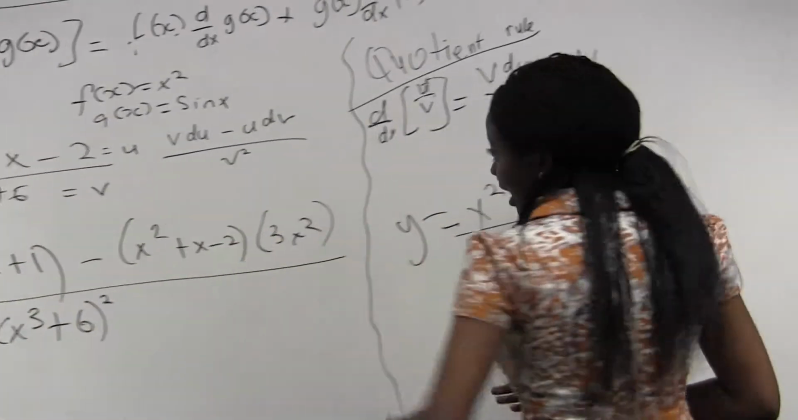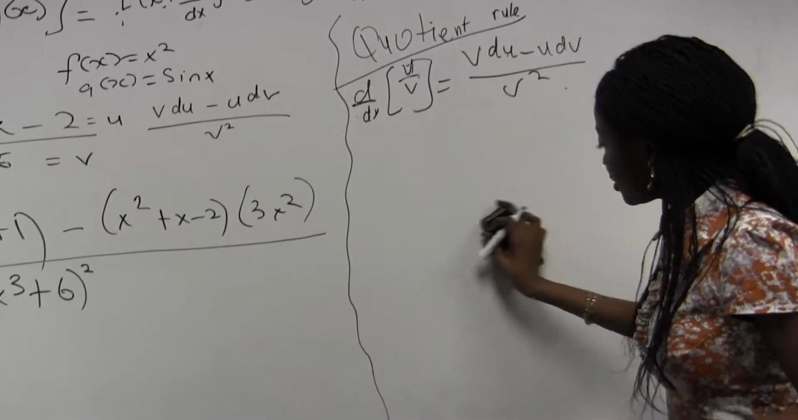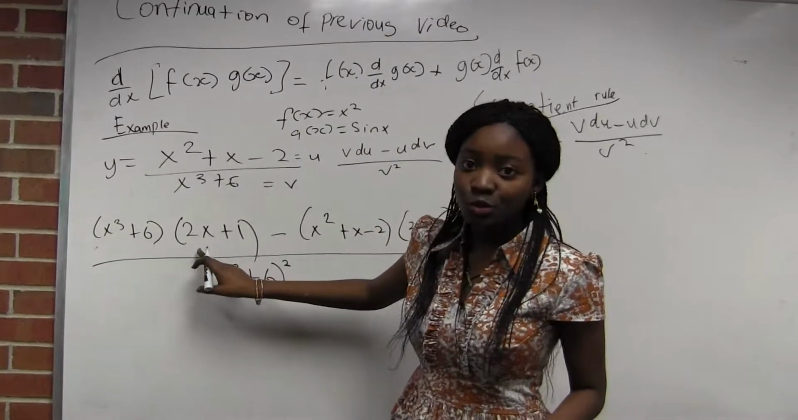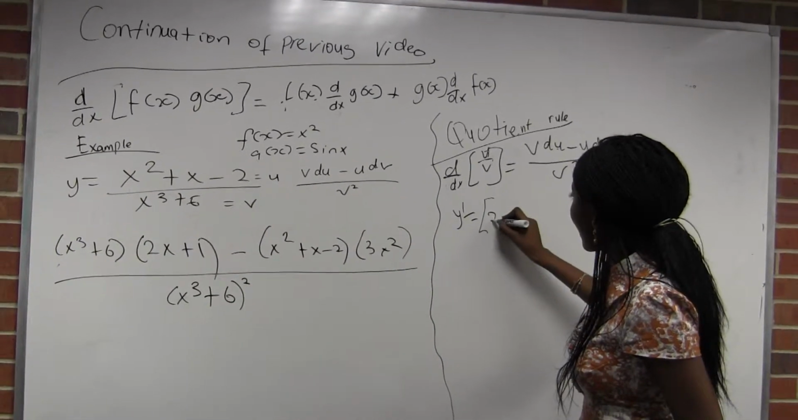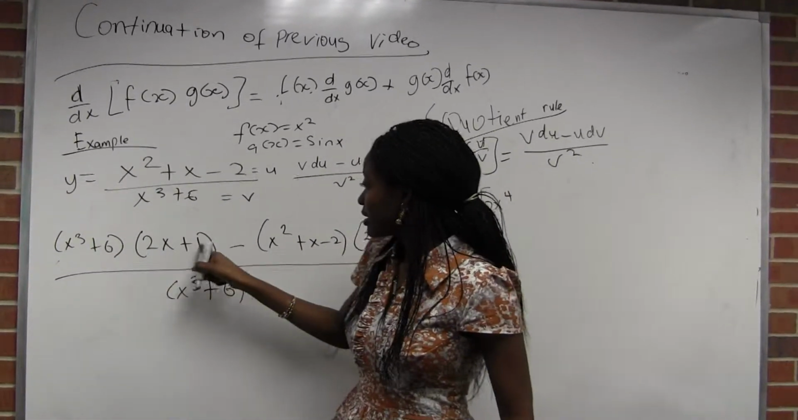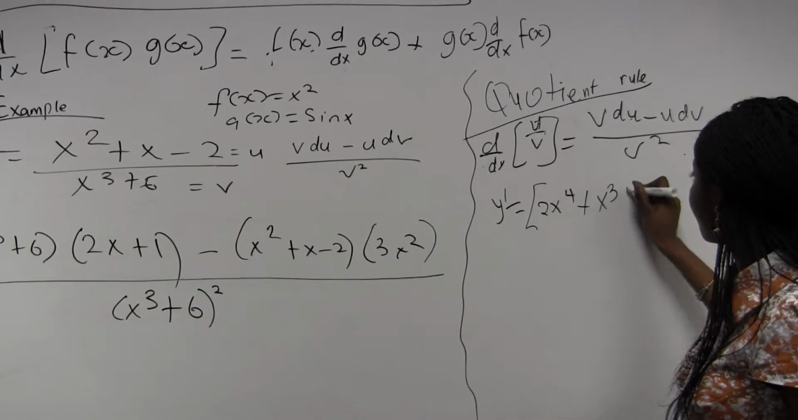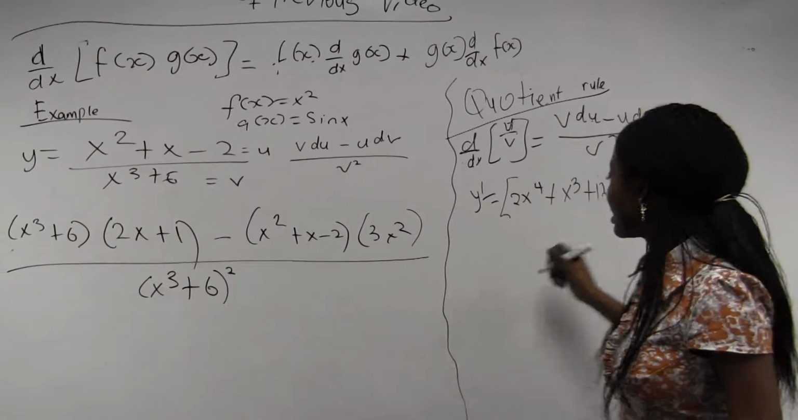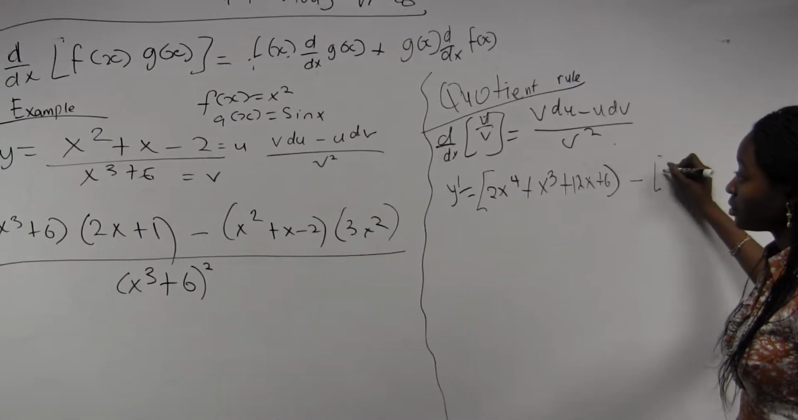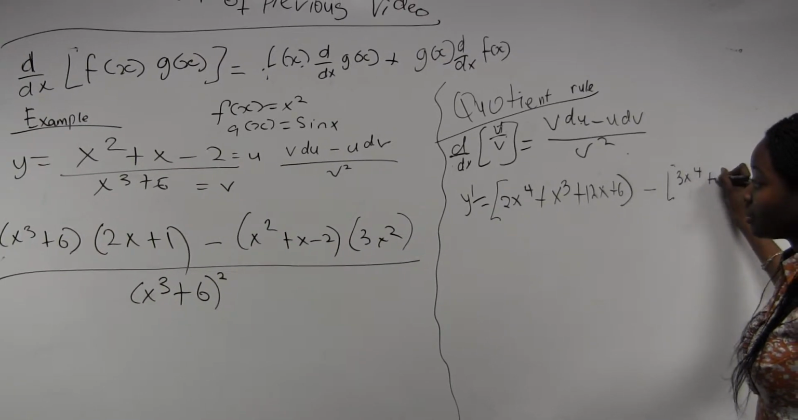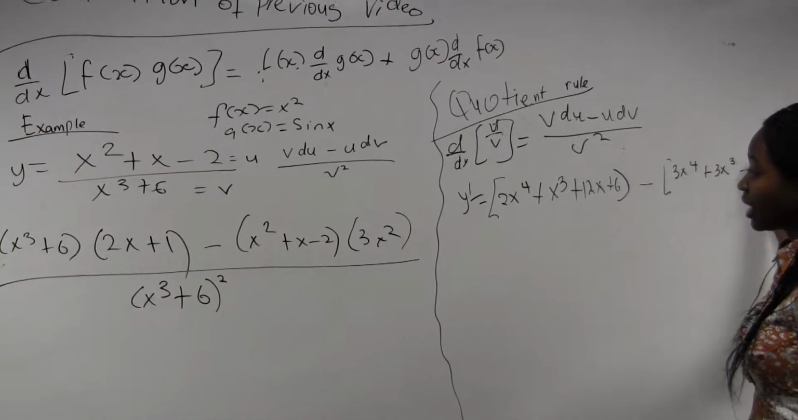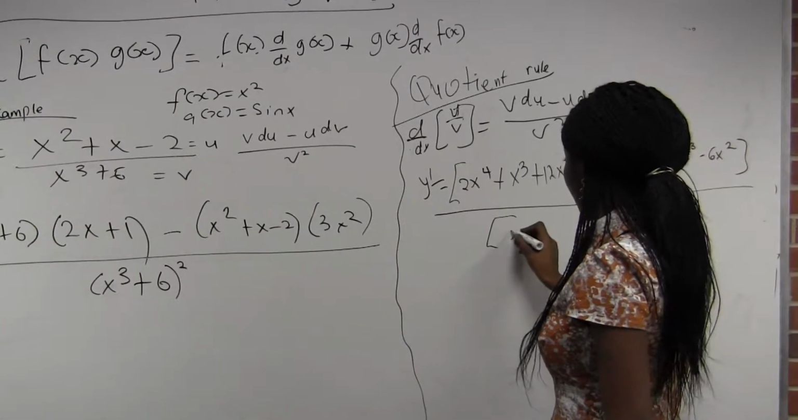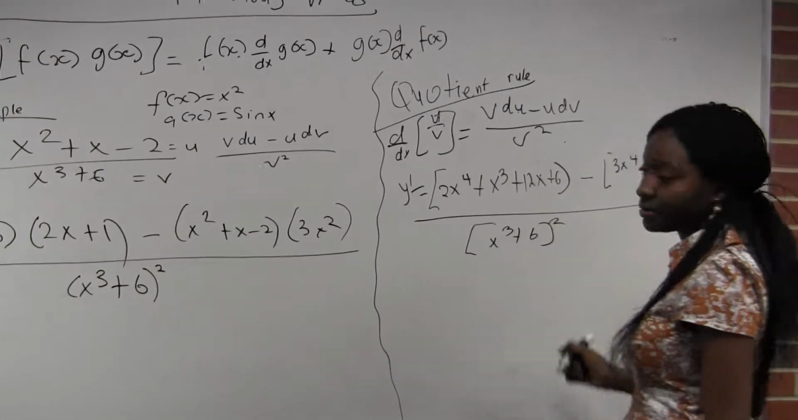Now I can actually simplify what I have over there. So y prime is equal to x cubed times 2x gives me 2x to the power of 4. x cubed plus this gives me plus 2x cubed plus 12x plus 6. Now this times this gives me 3x to the power of 4 plus 3x to the power of 3 minus 6x squared, right? All over x cubed plus 6 all squared, right?